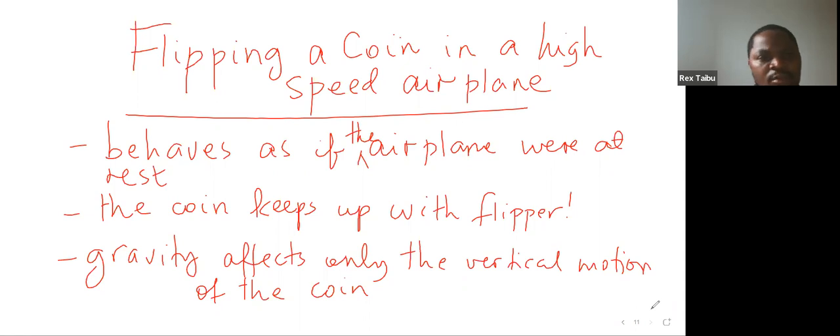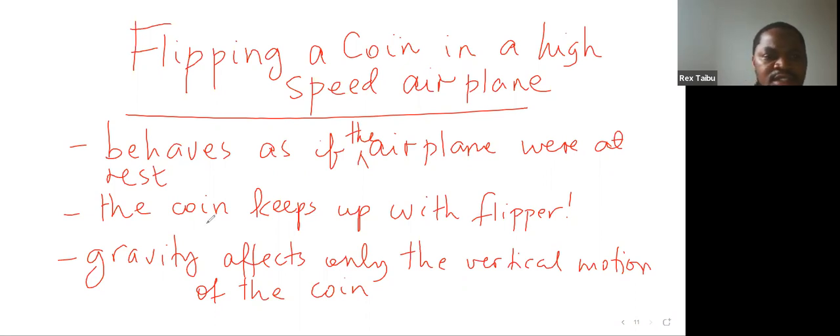So if you flip a coin in a high-speed airplane, we see that the coin behaves as if the airplane were at rest, and the coin keeps up with the flipper. You don't even realize that the plane is moving. That is one of the important things about Newton's first law of motion: being at rest and moving at a constant velocity are similar situations.